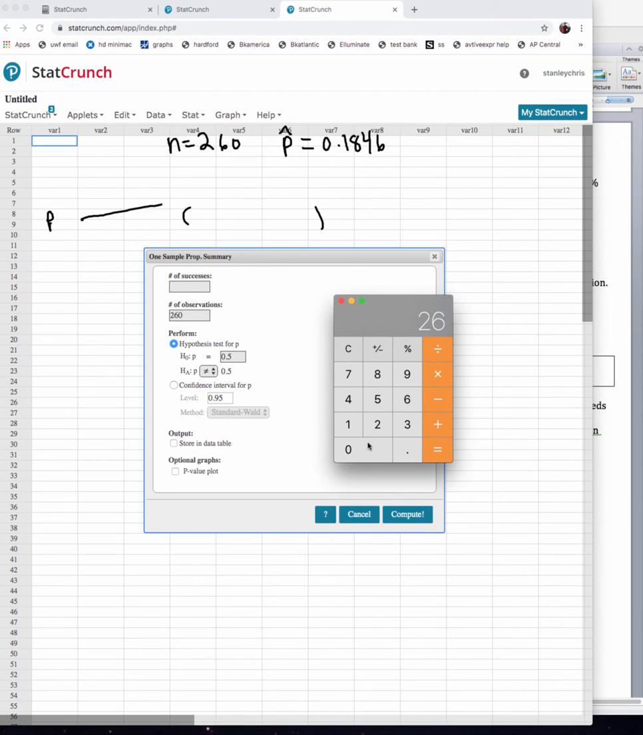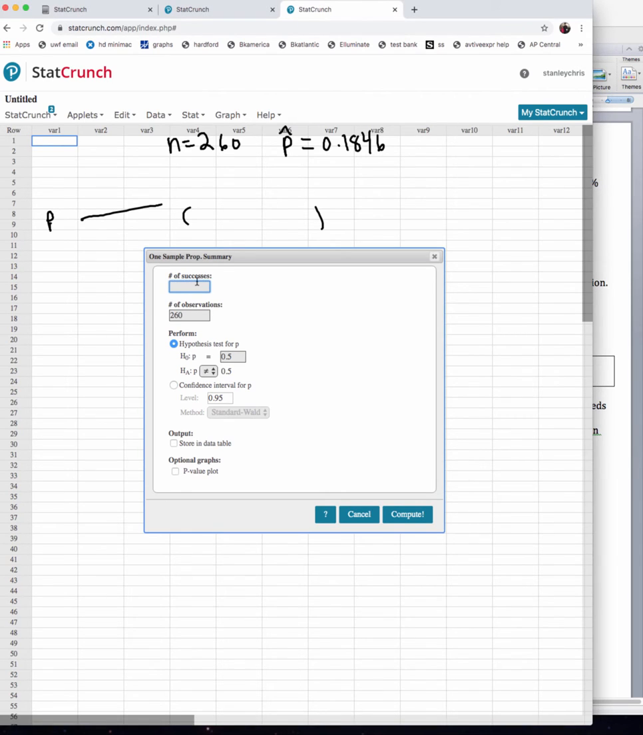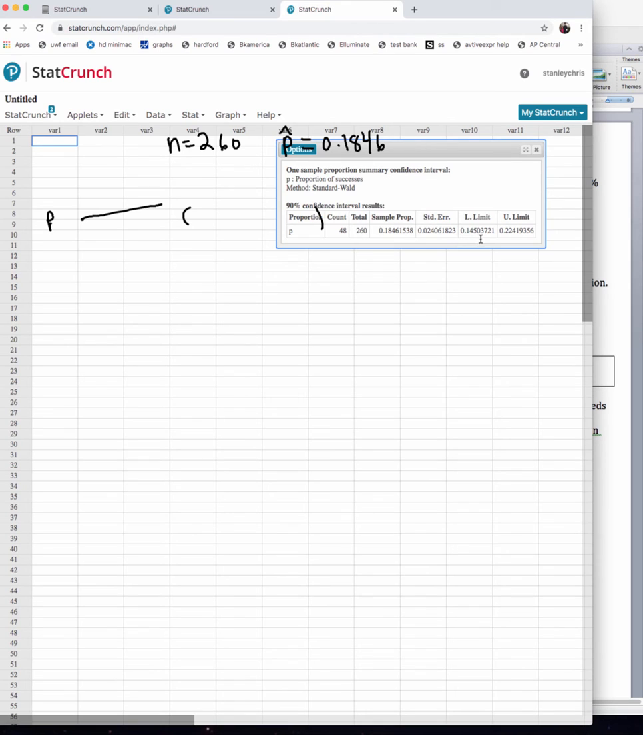So you do 260 times 0.1846. That's pretty close to 48, so we could go with 48. So 48 carpooled. They wanted a 90. Get off hypothesis test. Let's go to 90. And boom, there we go. There's our lower. So 14.5 to 22.4.